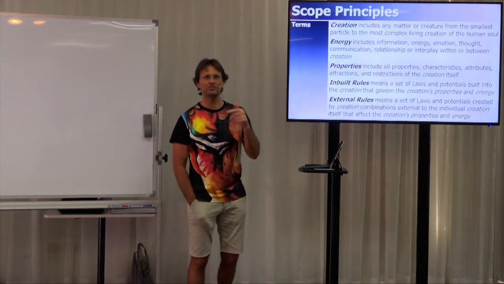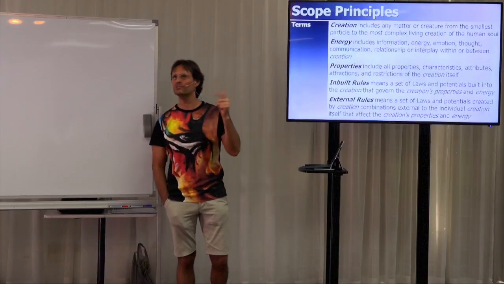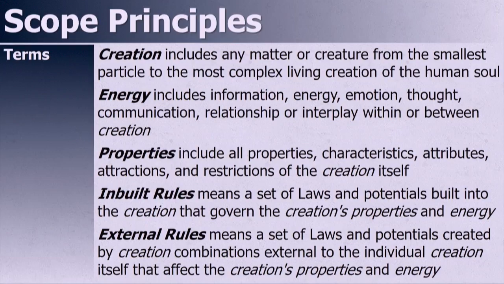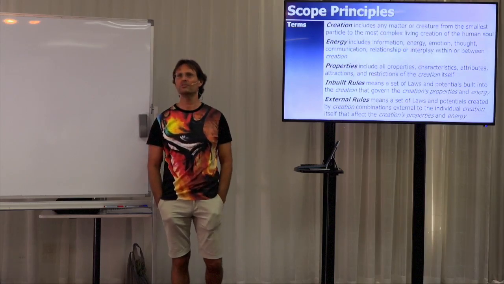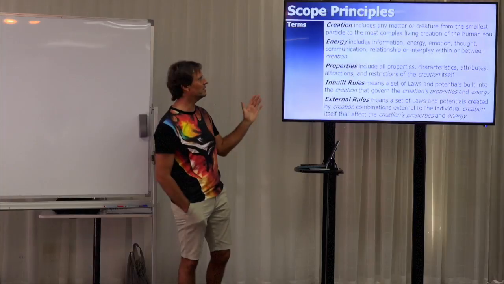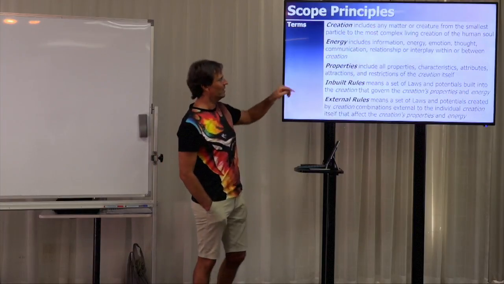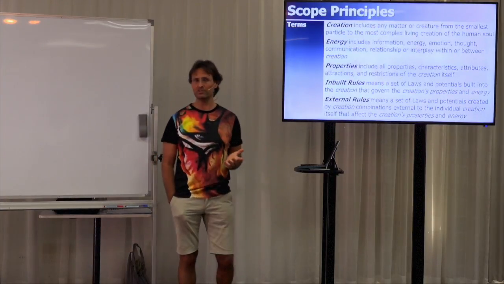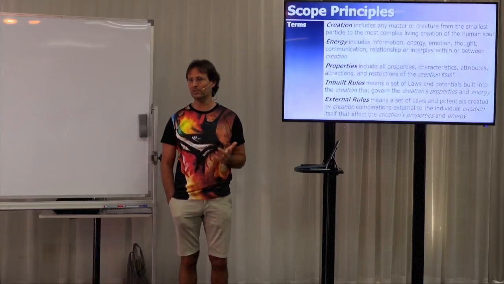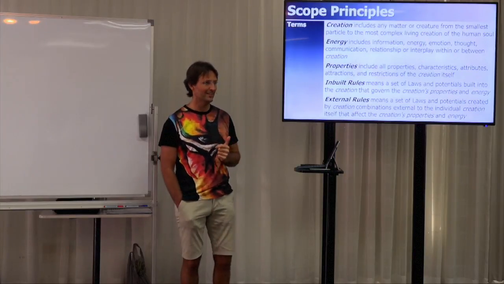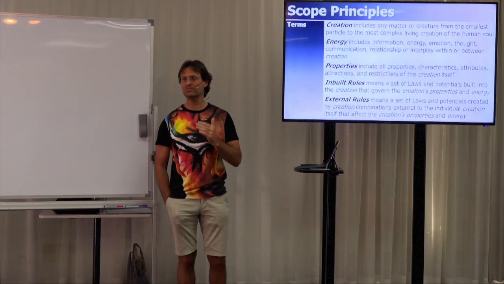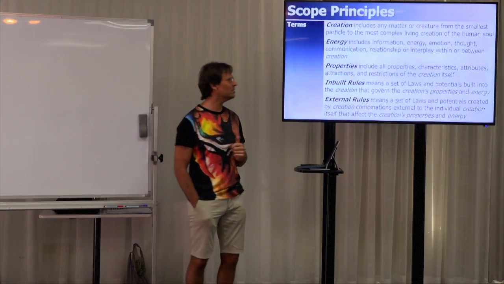So whenever we use the term creation in the scope principles, what we're referring to is any matter or creature, from the smallest particles, the infinitesimally small particle, right up to the most complex living creation, obviously the human soul. So we're talking about anything in between. By the way, the universe isn't as complex as the human soul. So the human soul is the most complex creation.